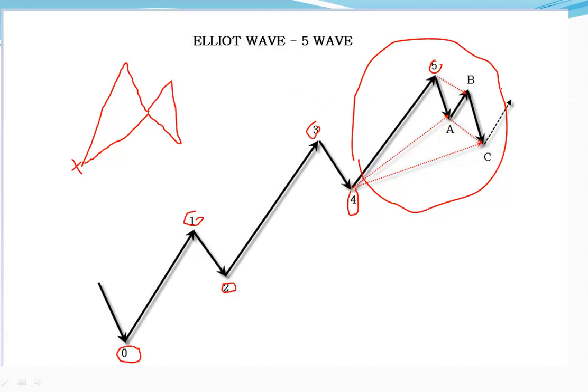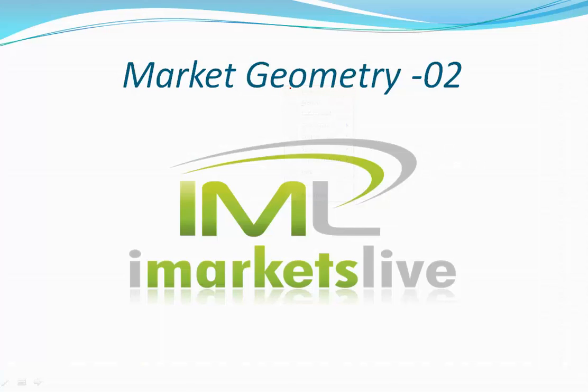But we can't discuss this until we discuss Elliott and we discuss the trend and we understand the foundations that go behind these patterns. And today we're going to discuss market geometry, and this is the second in a multiple part series discussing this.